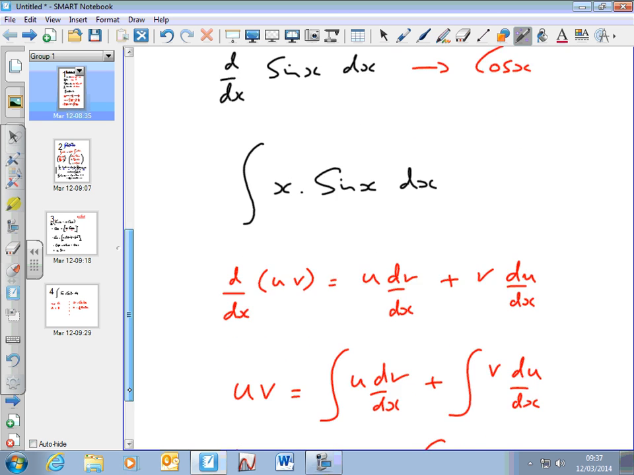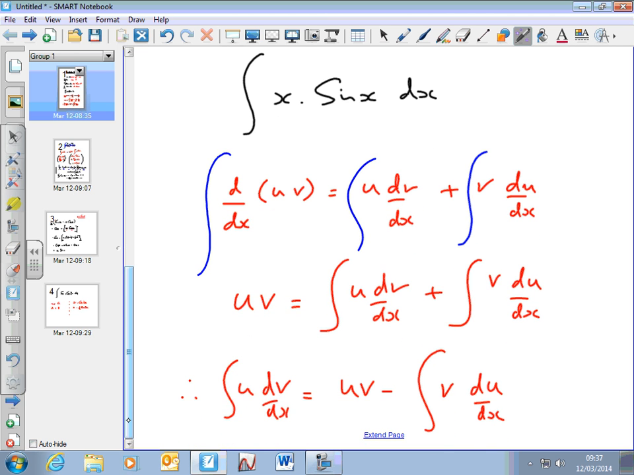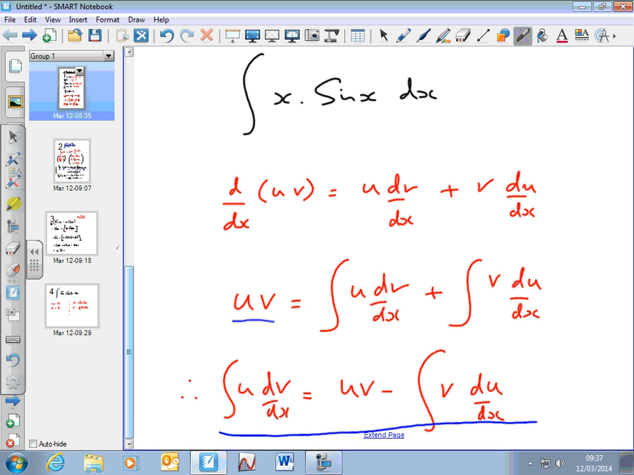And if I integrate both sides of this, then we end up with this, because the integral of a differential gets rid of the differential. We end up with just uv, and we end up with this here, which is the formula we use to do integration by parts. So that's the formula that you'll be given in the exam. You're not expected to remember it, but we're now going to practice using it.